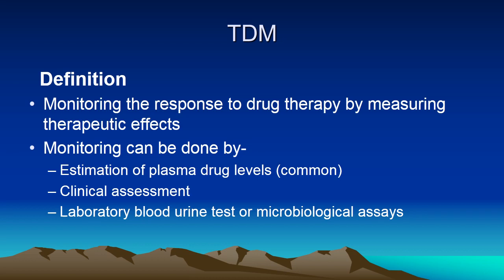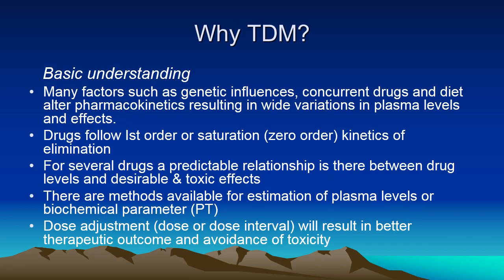The definition of therapeutic drug monitoring is monitoring the response to drug therapy by measuring therapeutic effects. Therapeutic effects can be monitored by estimation of plasma drug levels or by clinical assessment or by laboratory tests in blood, urine, or as microbiology.